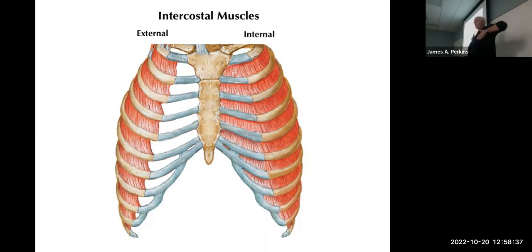So if I actually come up here to the thorax and bring my hands up, you see the orientation of my fingers. That's the orientation, the angle of the fibers of the external intercostals.